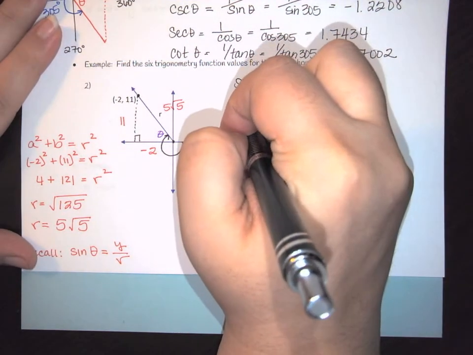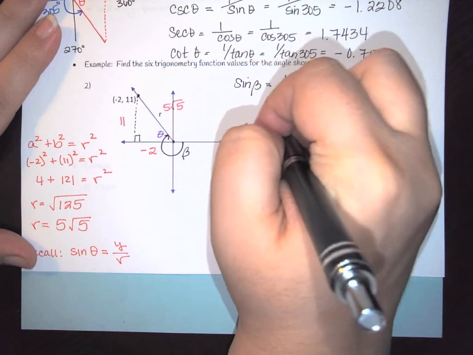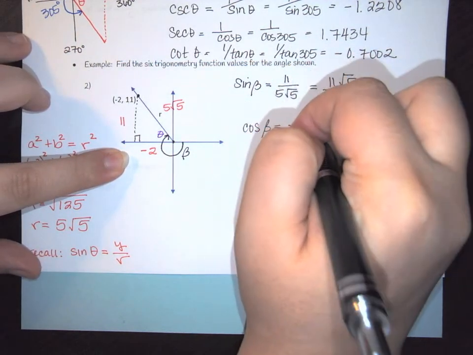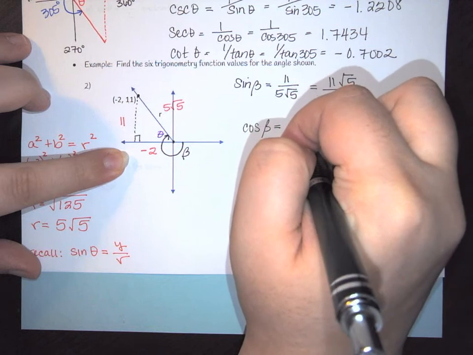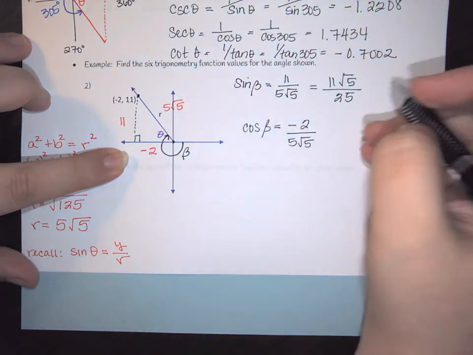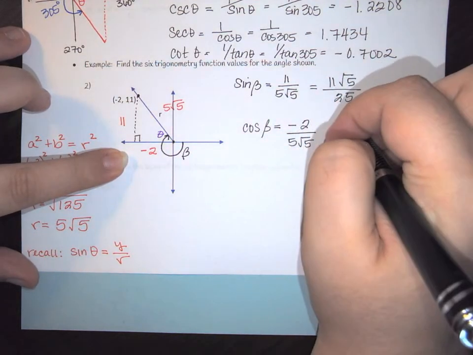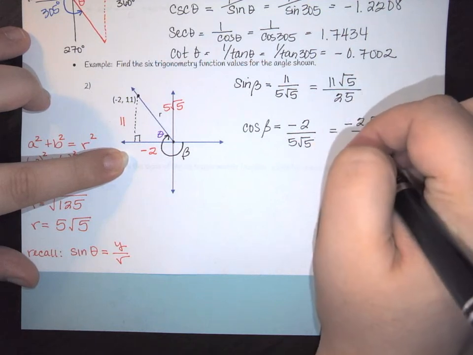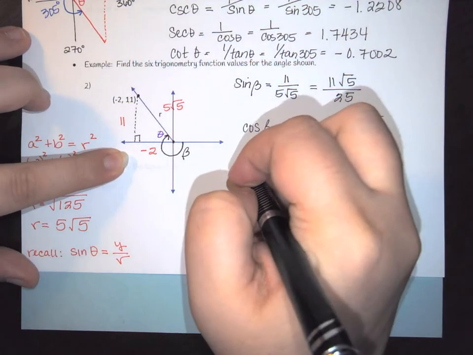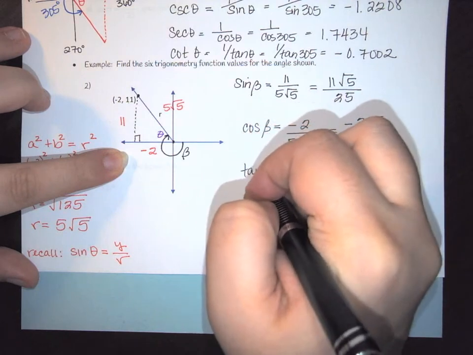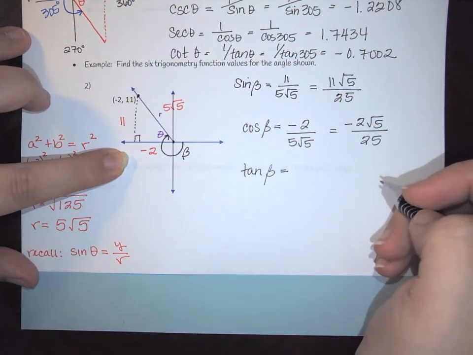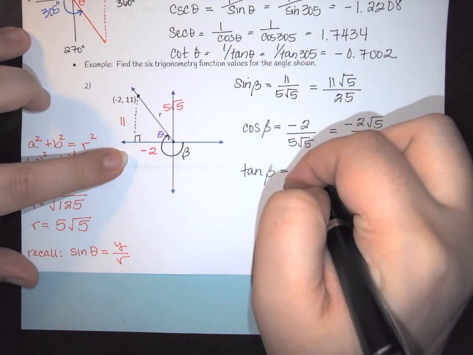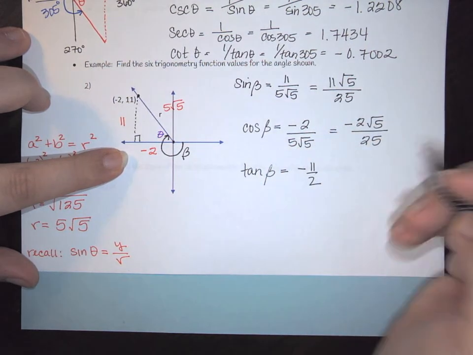Now you need to do the cosine. The cosine of my angle is going to be negative 2 over 5 square roots of 5. Again, you're going to rationalize, which is going to give you negative 2 square roots of 5 all over 25. Now do your tangent. So the tangent of my angle is going to be negative 11 over 2.